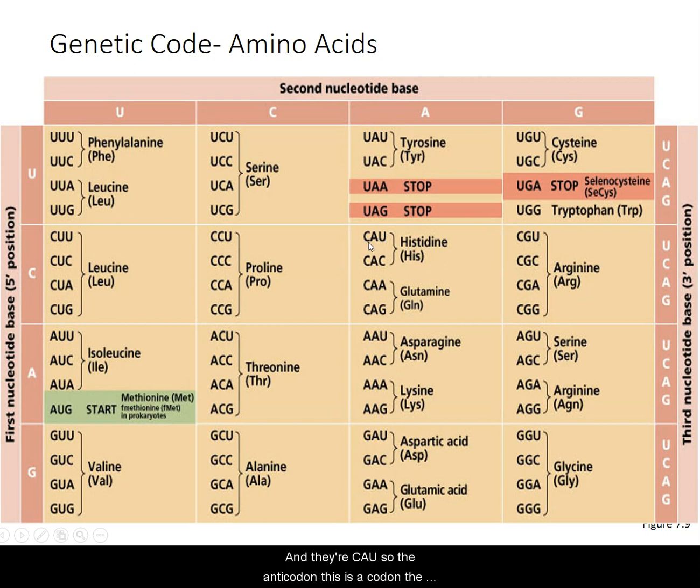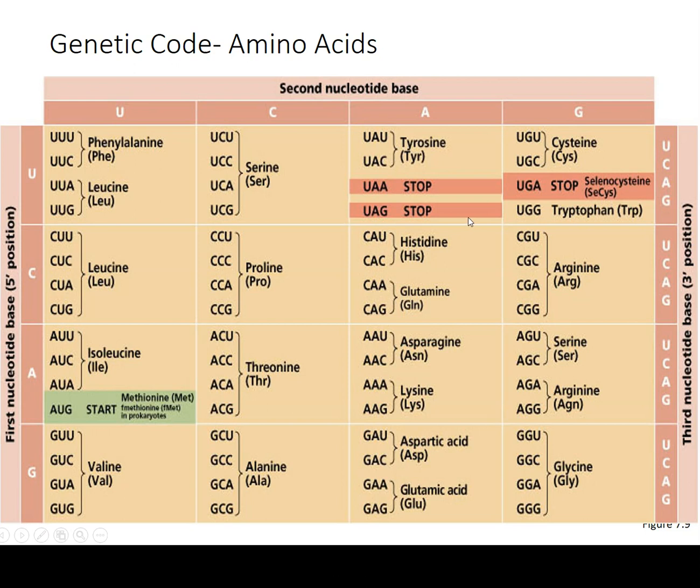And there's CAU. So the anticodon, this is a codon. The anticodon would be what's complementary to C, G. What's complementary to A, U. What's complementary to U, A. So the anticodon would be GUA.